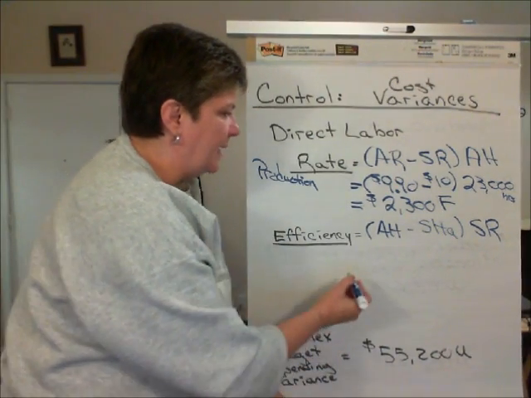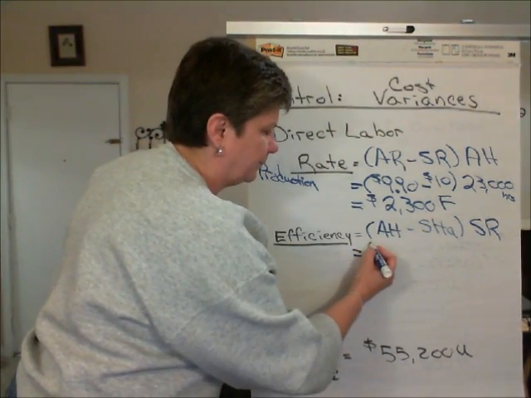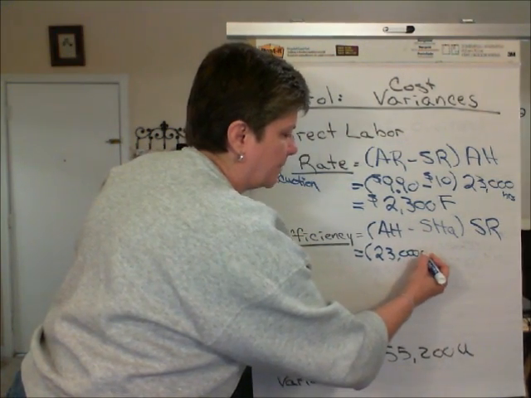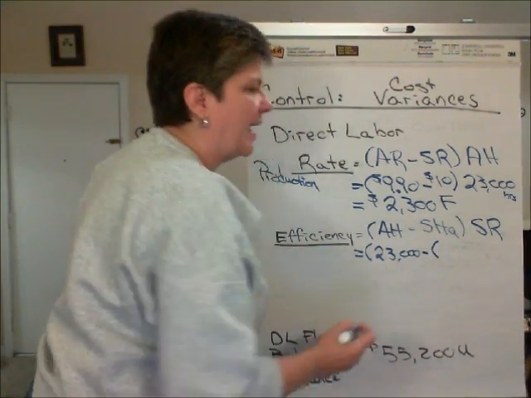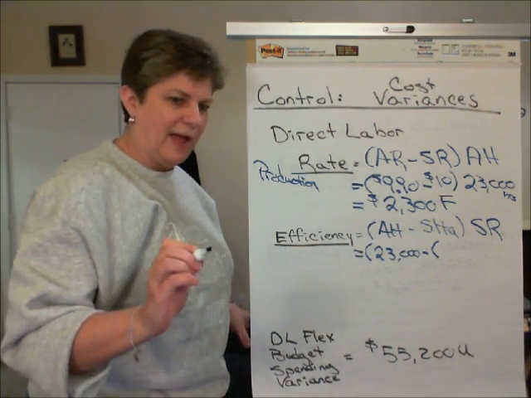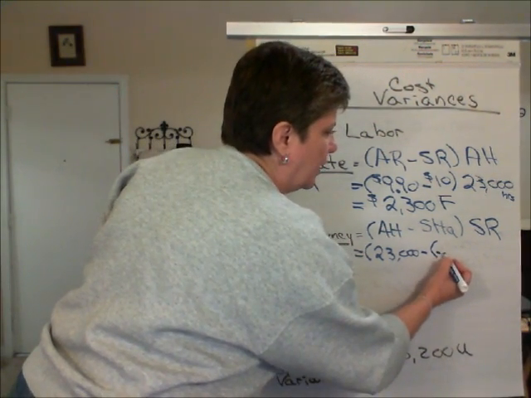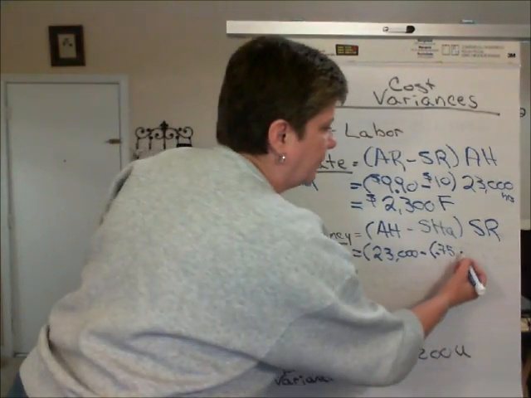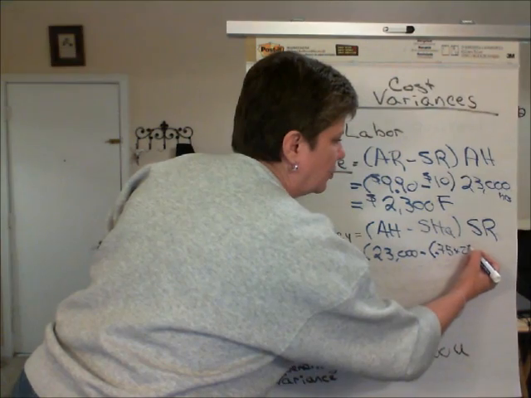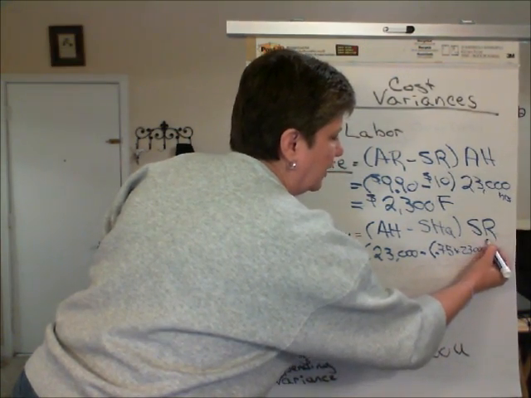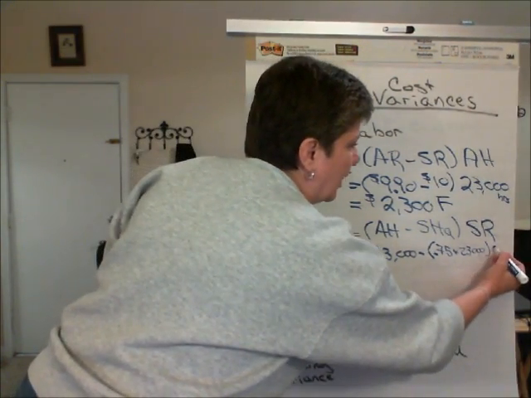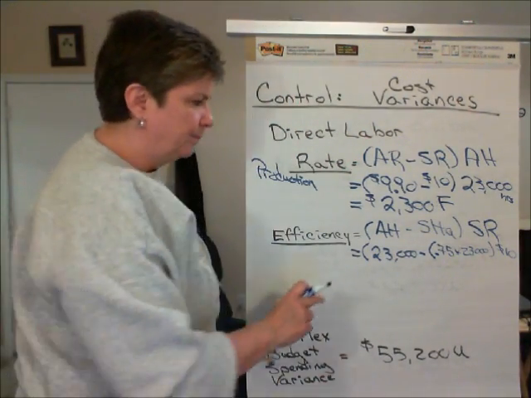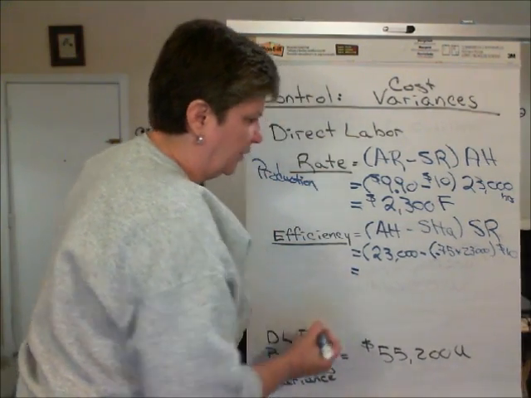So actual hours worked was 23,000. And then we compare that to the standard hours allowed for actual output. So 3/4 of an hour, 0.75 for each unit. So actual output, 23,000 units. And then we multiply that by the $10 standard labor rate per hour. So again, just doing the math.